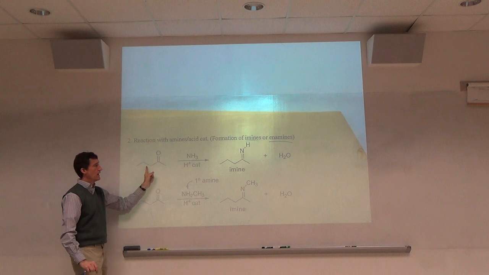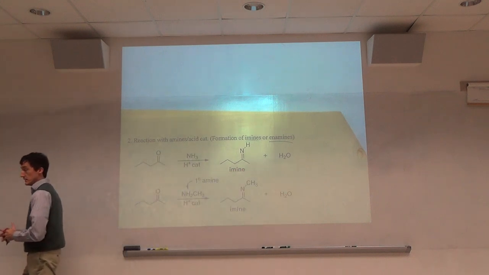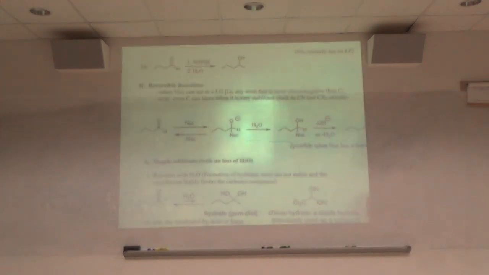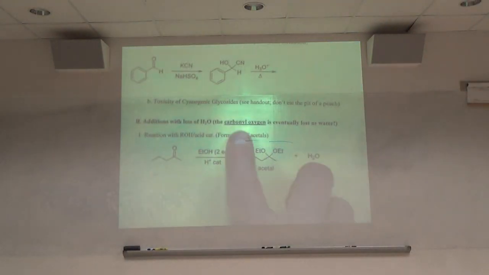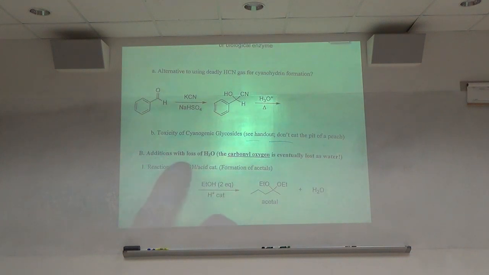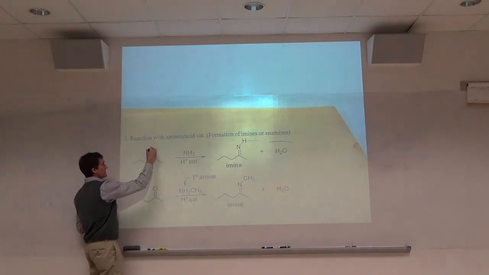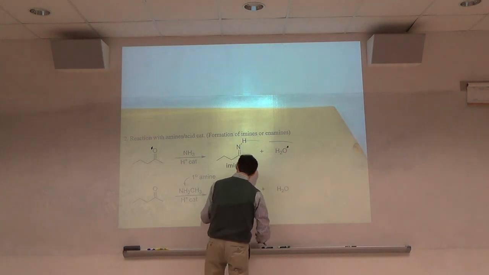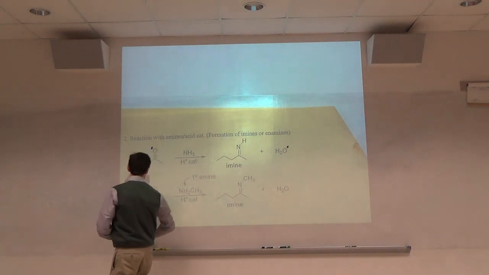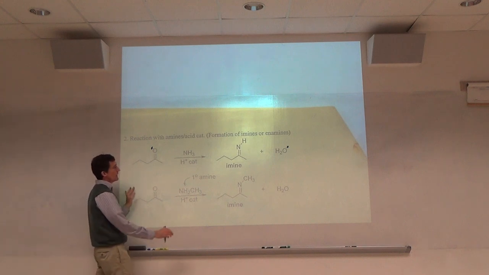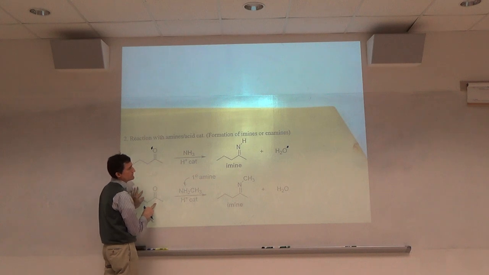Just like making an acetal, we form water again. Well, let's look back and see how that's considered. We're under Roman numeral 2B, addition with the loss of water. The carbonyl oxygen has eventually lost its water. And so, in this reaction here, if you start with a carbonyl, the oxygen is eventually lost as water. Mechanism.